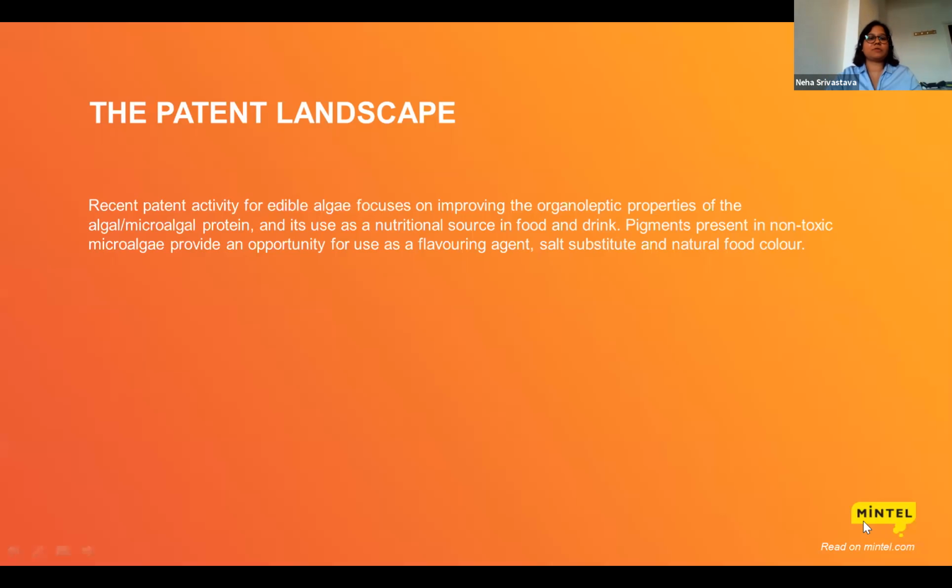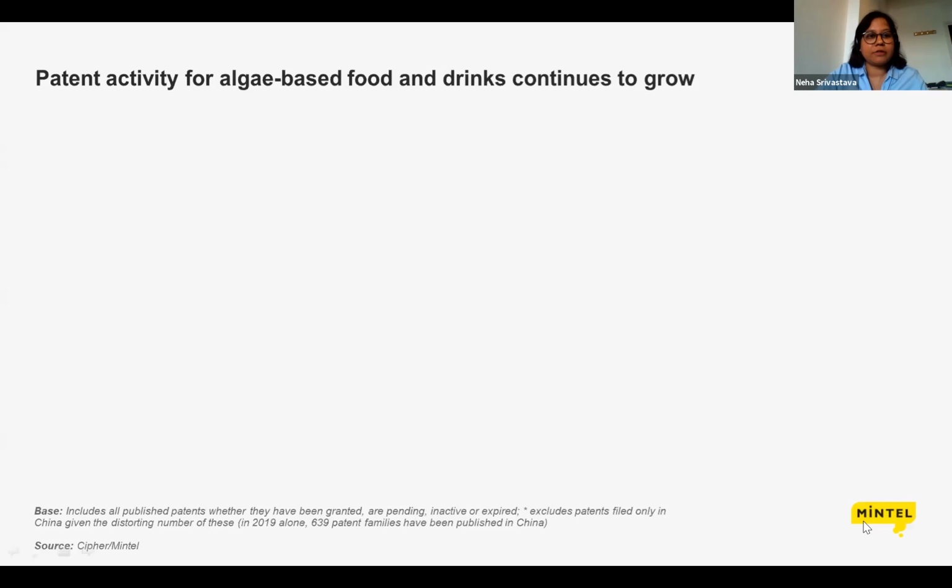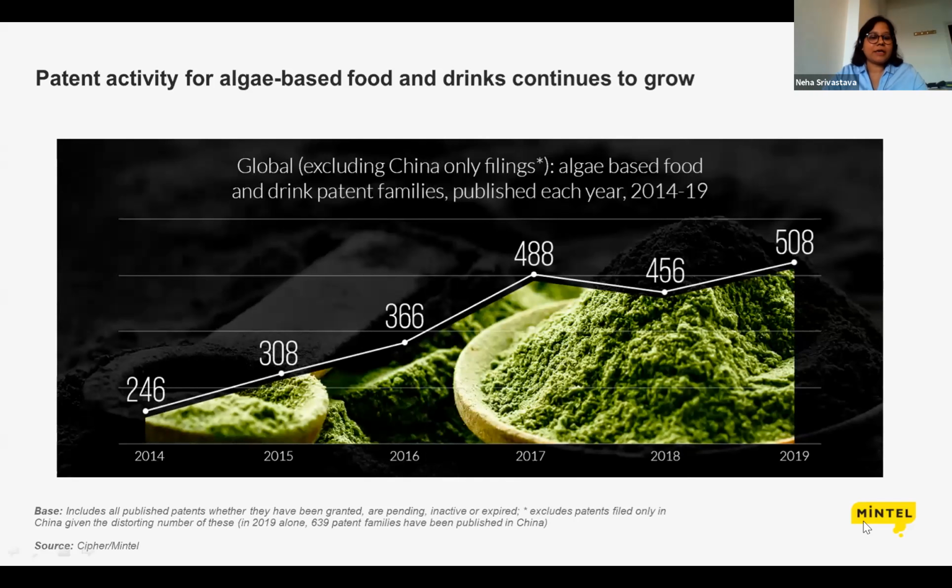So let's see what is going on in terms of innovation, what different companies are doing, what the challenges are, and how researchers across the globe are trying to overcome these issues. First of all, let's see what the different filing trends are in terms of using algae in food and drink. You can see in the last 6 years, there is an increase in patent filings related to use of algae in food and drink.